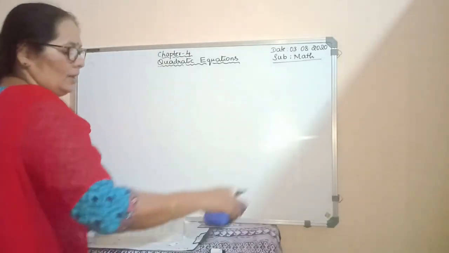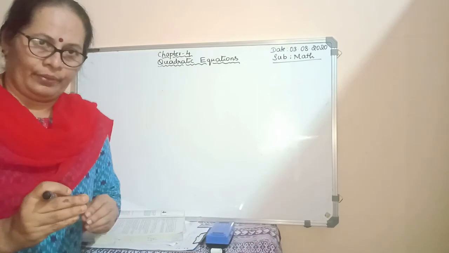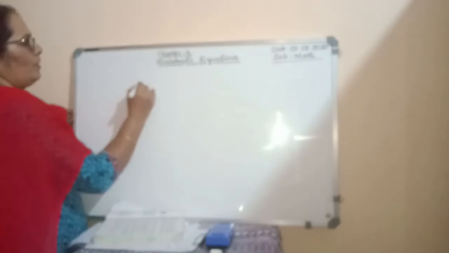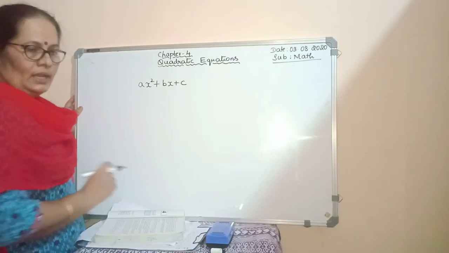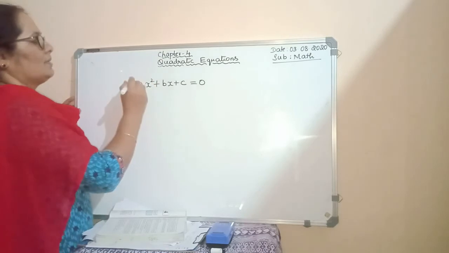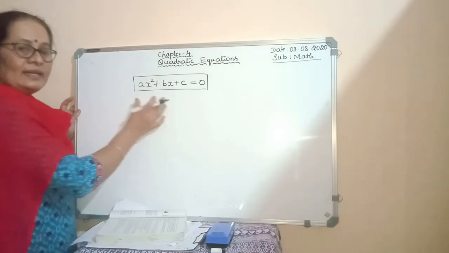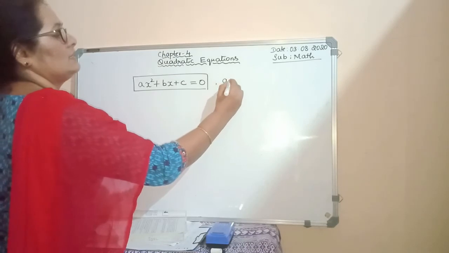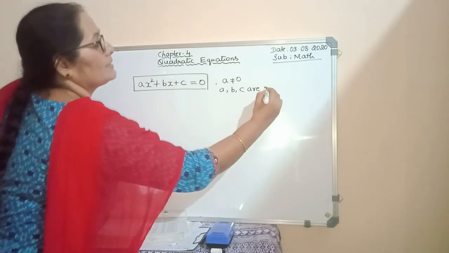Any quadratic polynomial equated with 0 is called a quadratic equation. A quadratic polynomial ax square plus bx plus c equated with 0 is called a quadratic equation. So this is the standard form of a quadratic equation where a is not equal to 0, and a, b, c are real numbers.